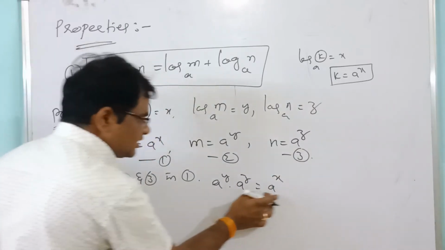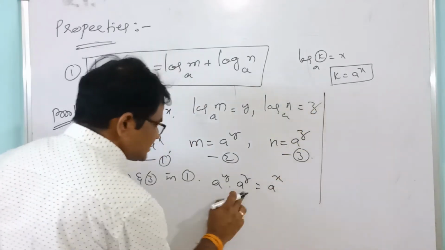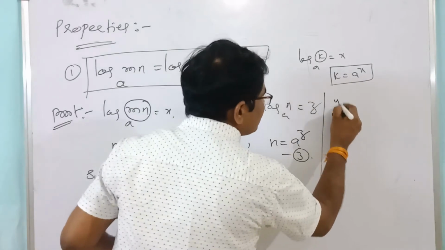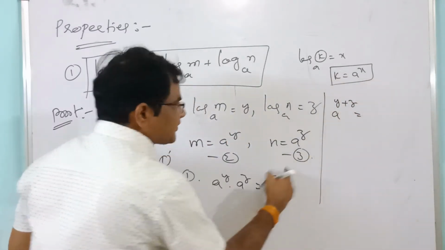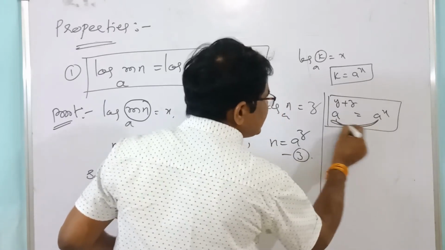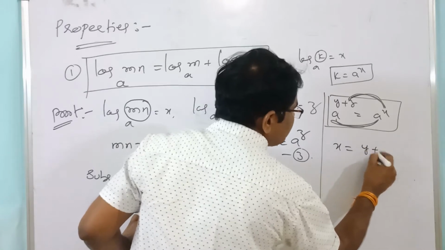Again, exponential laws we have to apply. Bases are same. If bases are same, we have to add the powers. Means a to the power y plus z equal to a to the power x. Now both the sides here, base is a, means you can equate the powers. So x equal to y plus z.